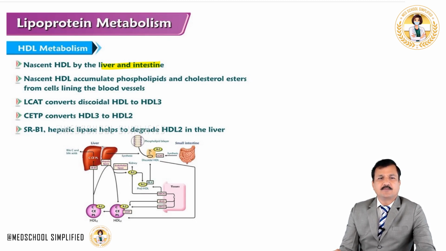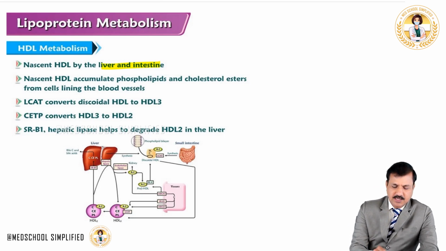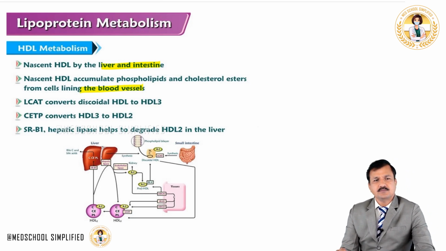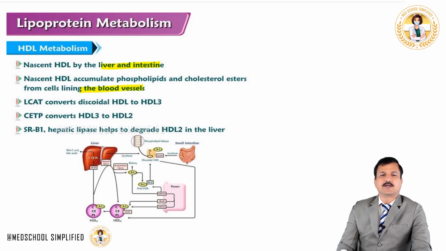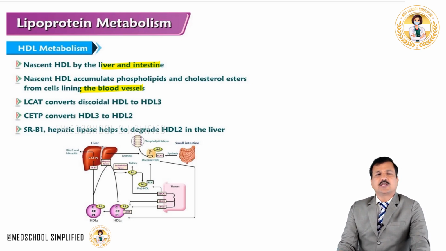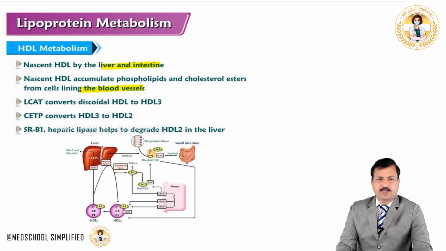Now, nascent HDL, which is coming out of liver and intestine, is going to accumulate phospholipid and cholesterol from cells lining the blood vessels. Now, what happens is the LCAT enzyme, that is Lecithin Cholesterol Acyltransferase, is going to take the cholesterol that is coming out of the peripheral cells through the ABC-A1 transporters and convert that into HDL3. Now HDL3 will be converted into HDL2 by an enzyme called Cholesteryl Ester Transfer Protein.